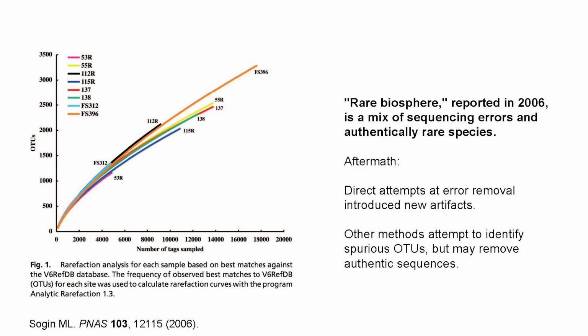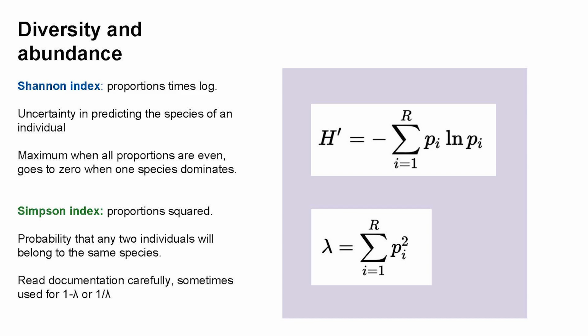It turns out that a lot of this was sequencing error, and this really caused people in the field, or motivated people in the field, to come up with methods for identifying and correcting sequencing errors. So it was hugely beneficial for the field, even though many of those species weren't authentic.